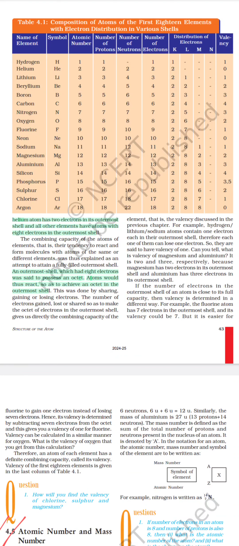Valency can be calculated in a similar manner for oxygen. What is the valency of oxygen that you get from this calculation? Therefore, an atom of each element has a definite combining capacity called its valency. The valency of the first 18 elements is given in the last column of table 4.1.